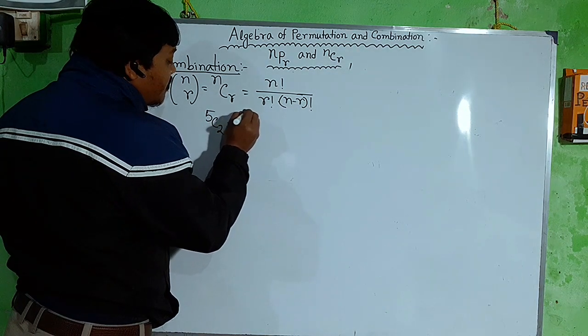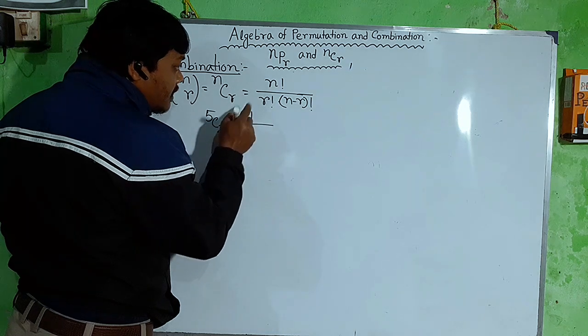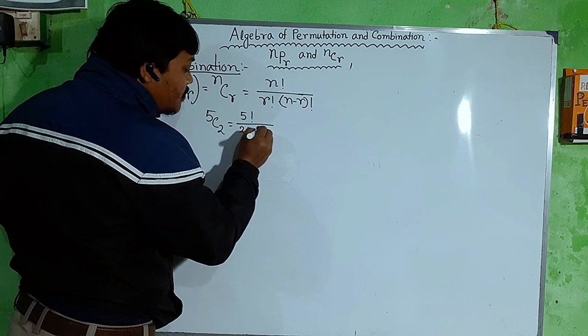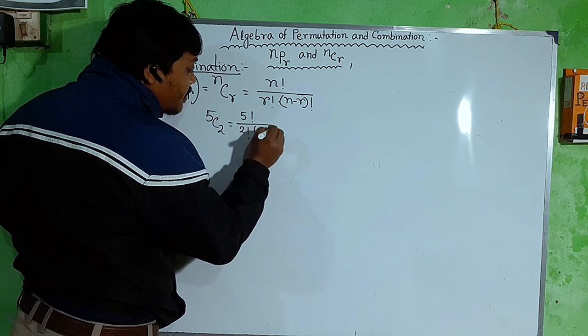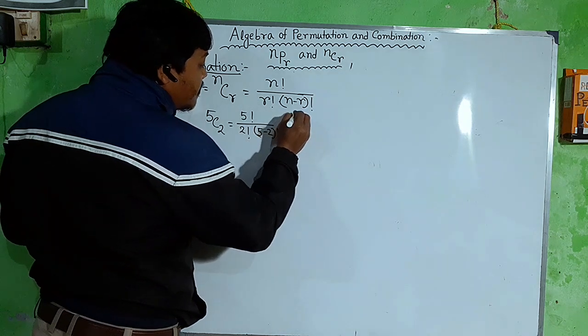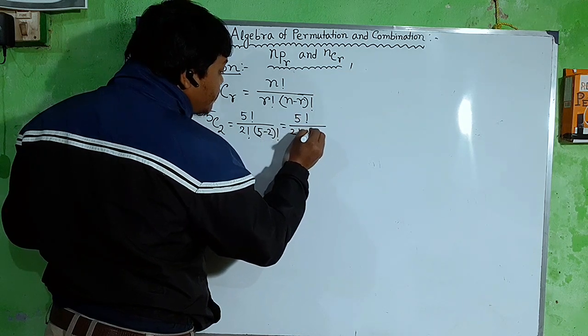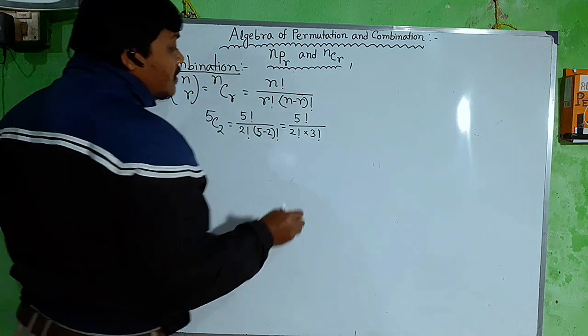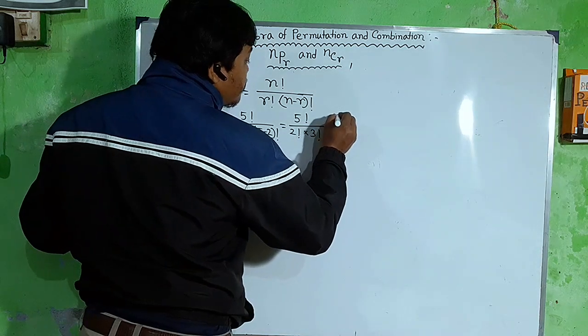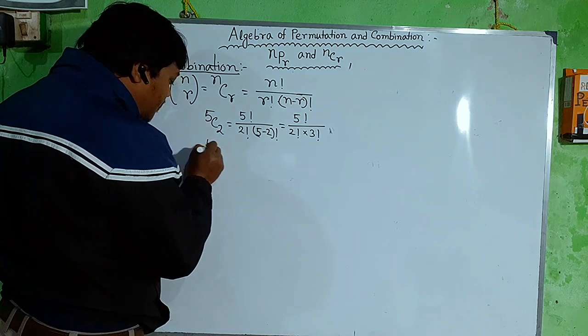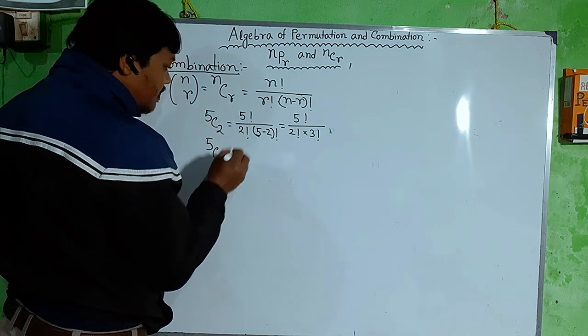So 5C2 equals factorial 5 by 2 factorial into (5 minus 2) factorial. So we will get 5 factorial by 2 factorial into 3 factorial equals to... okay, after this, what about 5C3?